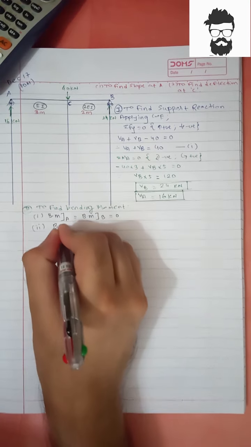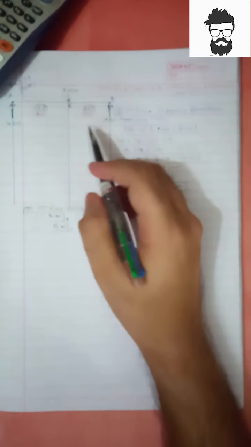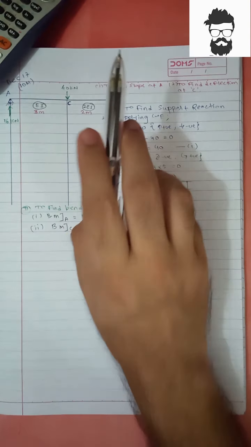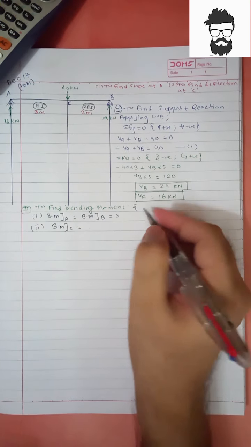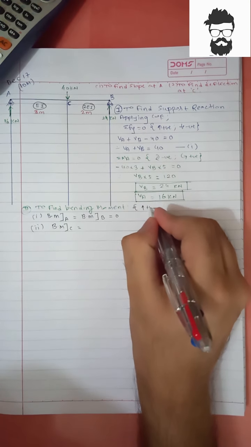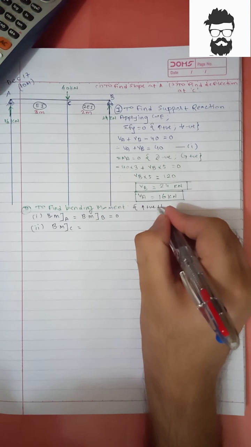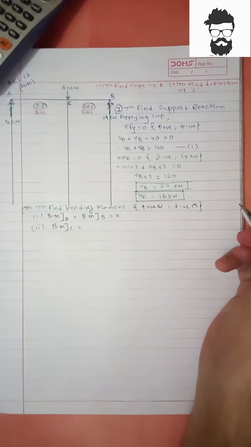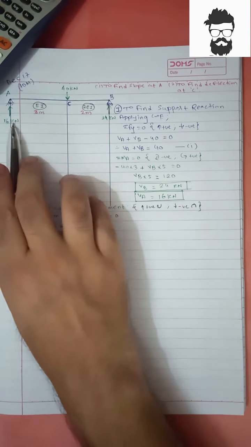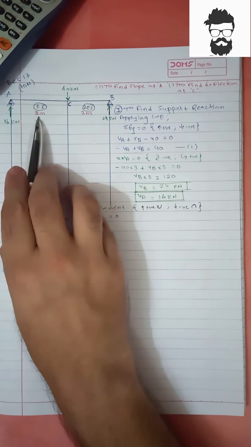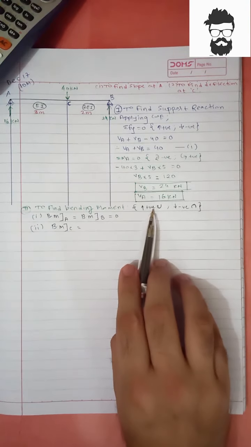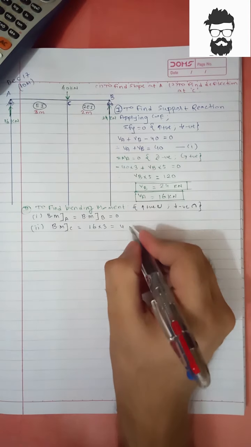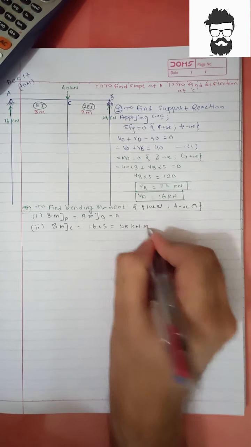We need to find bending moment at C. We can find bending moment at C from either side, from left side or from right side, but we need to remember the sign convention. The sign convention for bending moment is upward arrow is taken as positive because it gives the sagging curve, and downward moment is negative as it gives hogging curve. So I am taking bending moment on the left hand side. 16 into 3, the arrow of 16 is upward, so upward means positive. So 16 into 3 equals 48 kilonewton meter positive.